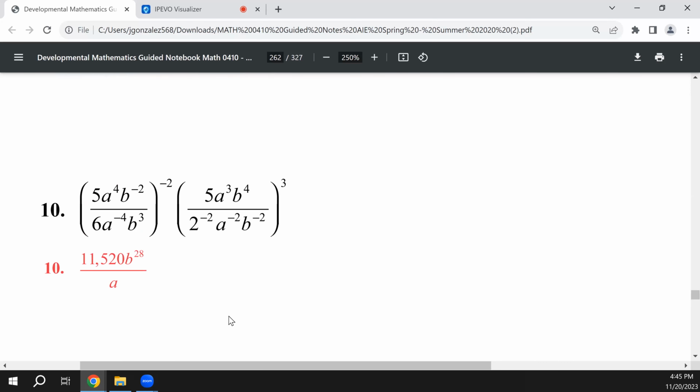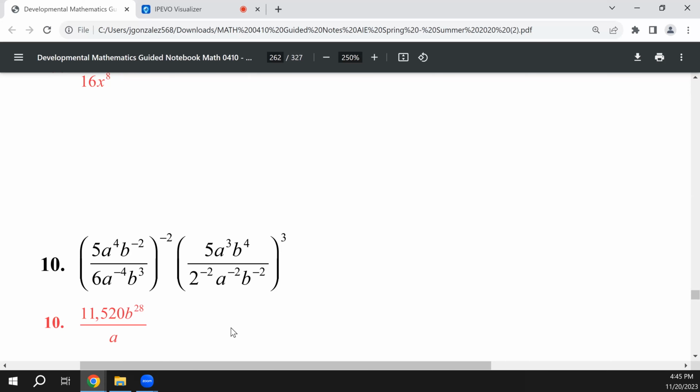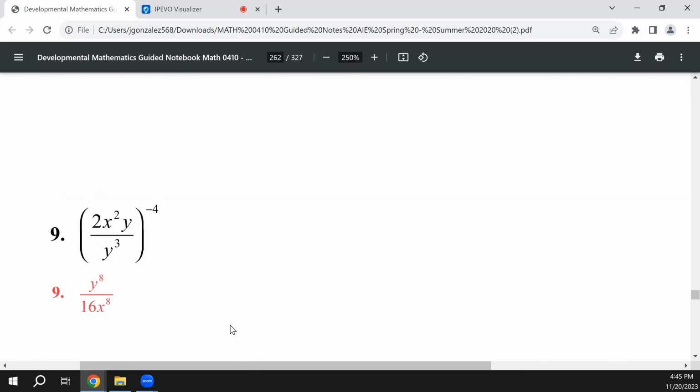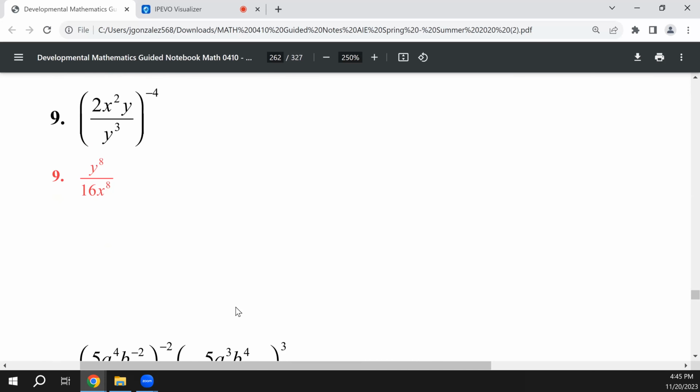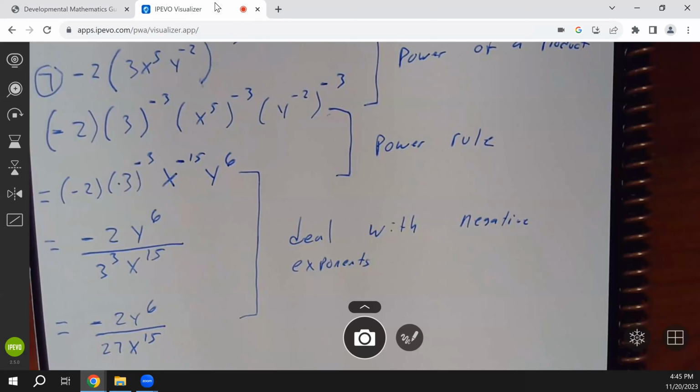Those rows. Let's do 9 and 10. You guys cool on the page?